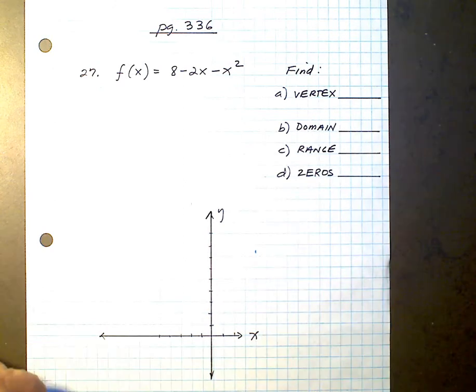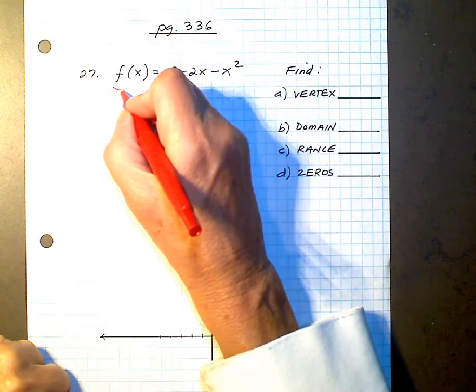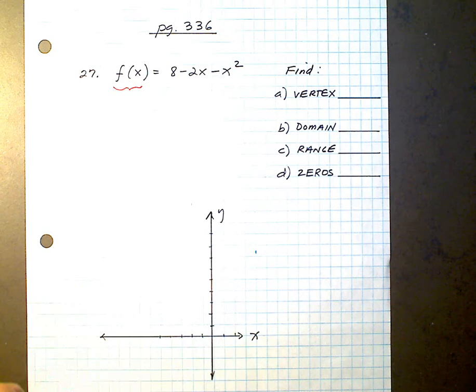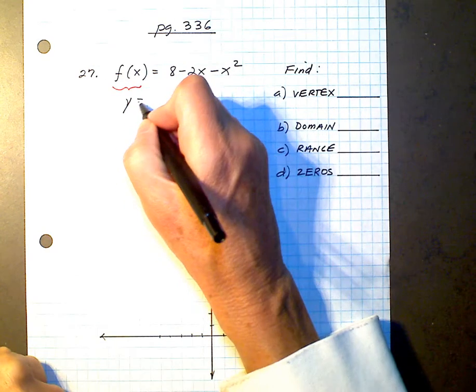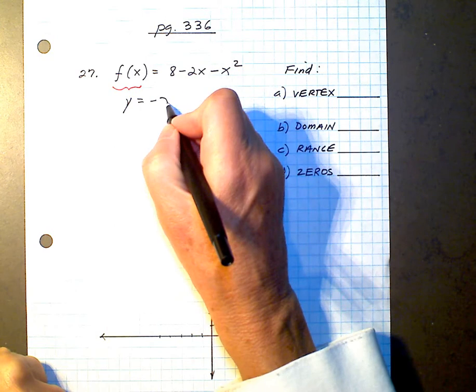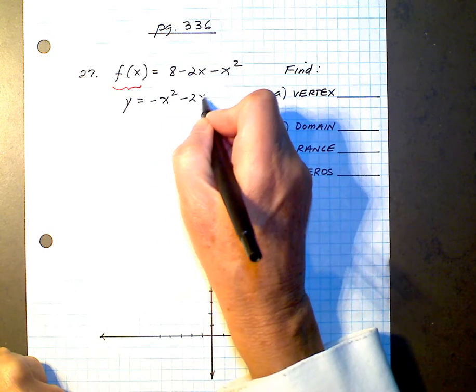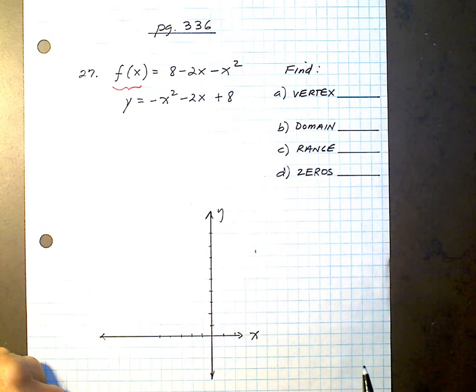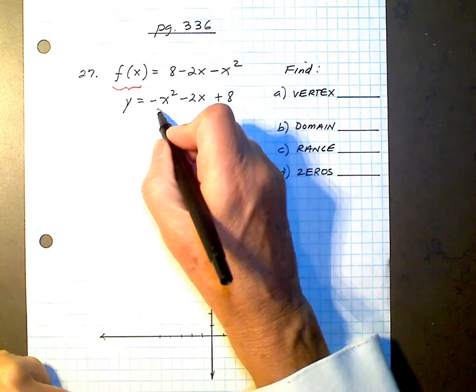So the first thing I'm going to do is replace the f of x with a y, and I'm going to rewrite this in the right form. So this is going to be a negative x squared, a minus 2x, and a plus 8. So I'm ready to start completing the square process on these two terms.